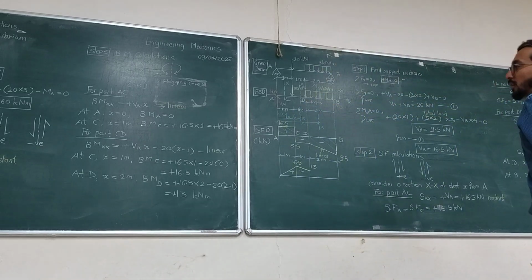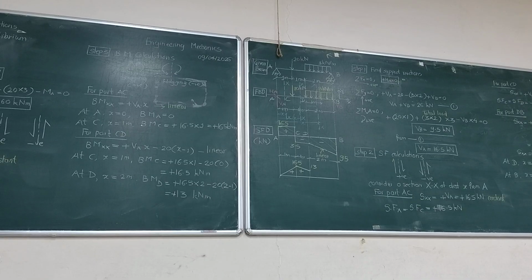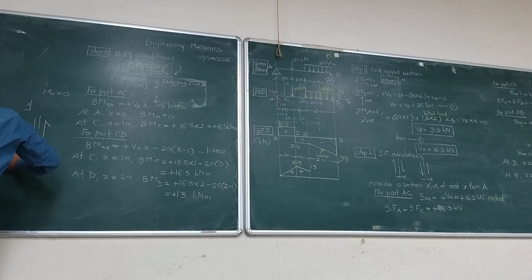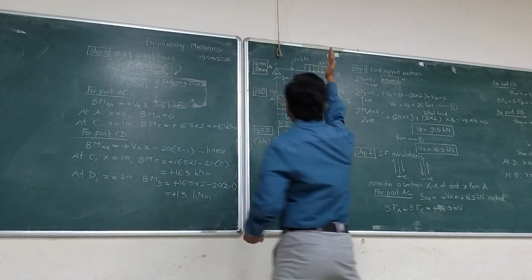For part DB. Shall I do the calculations over here? For part DB, bending moment at section XX. From the left side, we are taking the section in the DB.